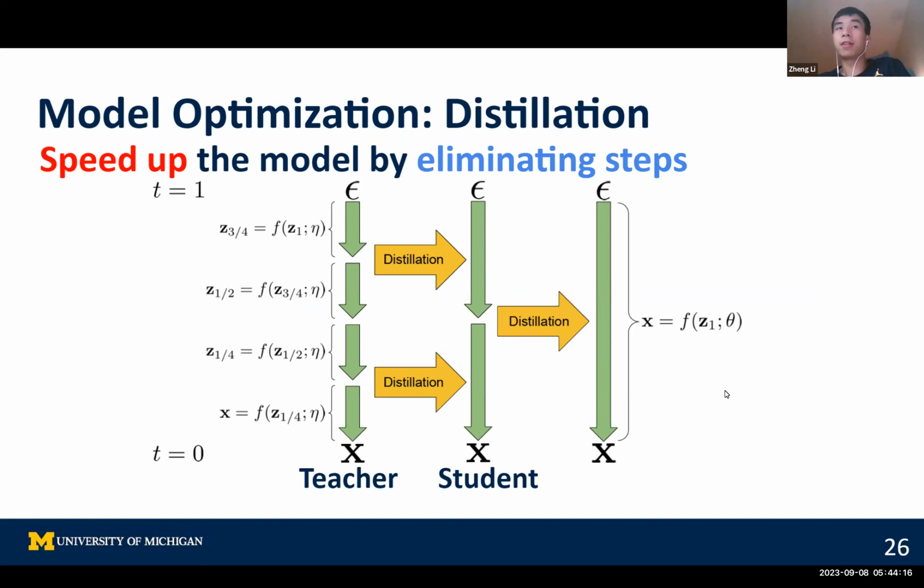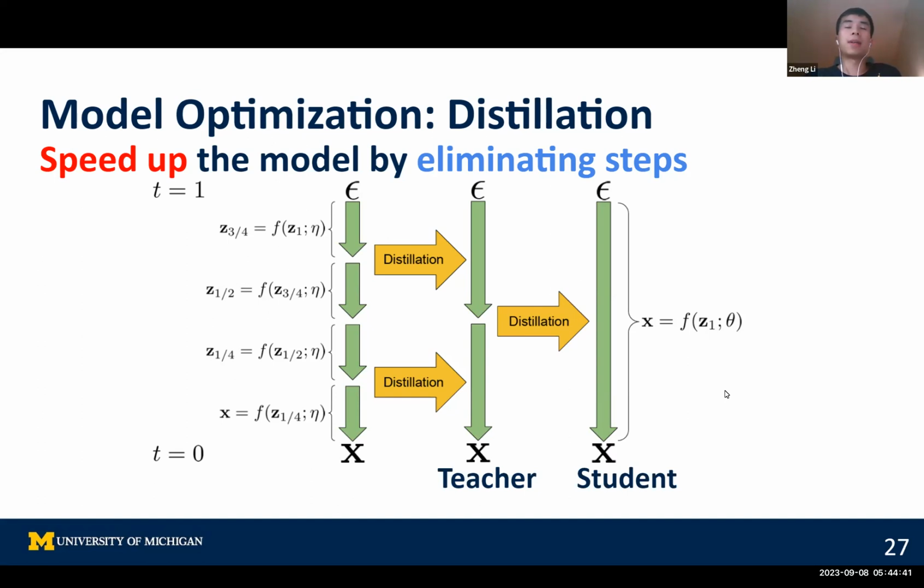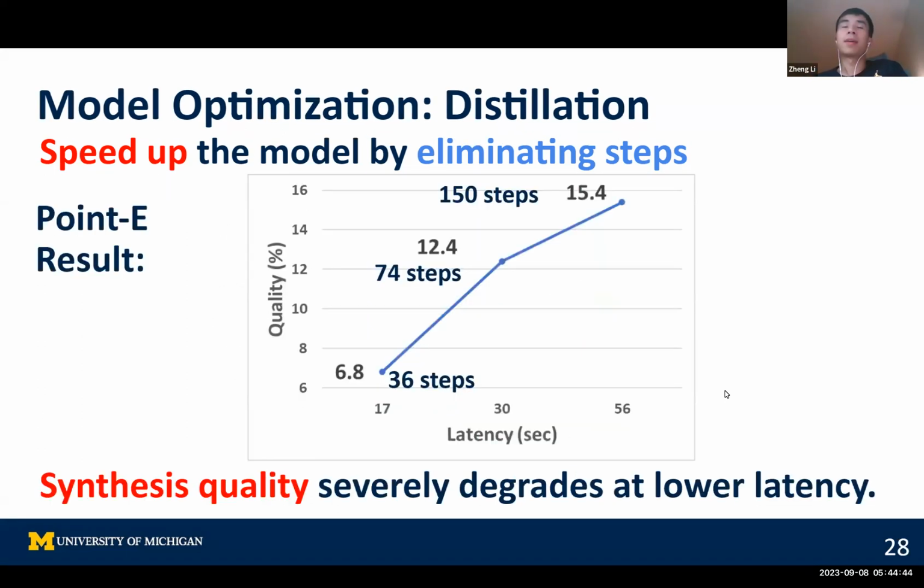For distillation, the key idea is to speed up the model by eliminating steps. We have a student model, which is a smaller model with fewer steps, and the original model is the teacher model with more steps. The student tries to mimic the behavior of the teacher model during training so that it has similar performance as the teacher model. We can do the distillation multiple times, and our student becomes the new teacher. This figure shows the final results of the distillation. You can see that the synthesis quality severely degrades at lower latency.